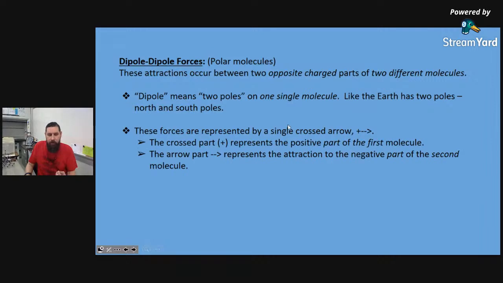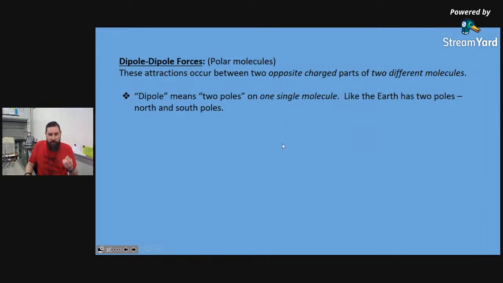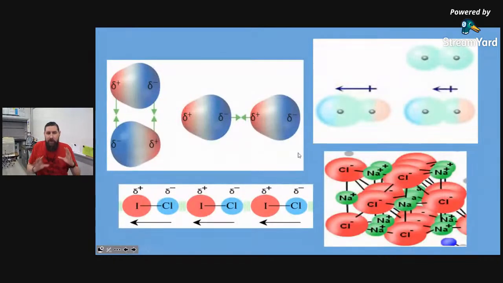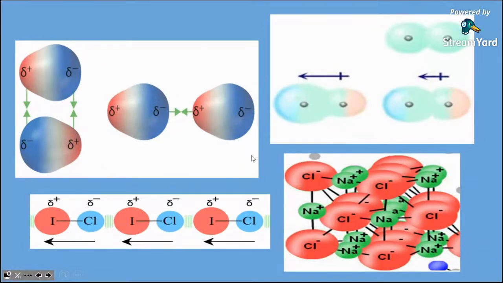So dipole, two poles. And when we look at these poles, okay, we represent them with a hashed or a crossed arrow, where the cross part of it represents the positive part of the first molecule. The actual head of the arrow represents the negative part of the second molecule. Okay, so let's take a look at a couple of examples of this and outline how this all works.